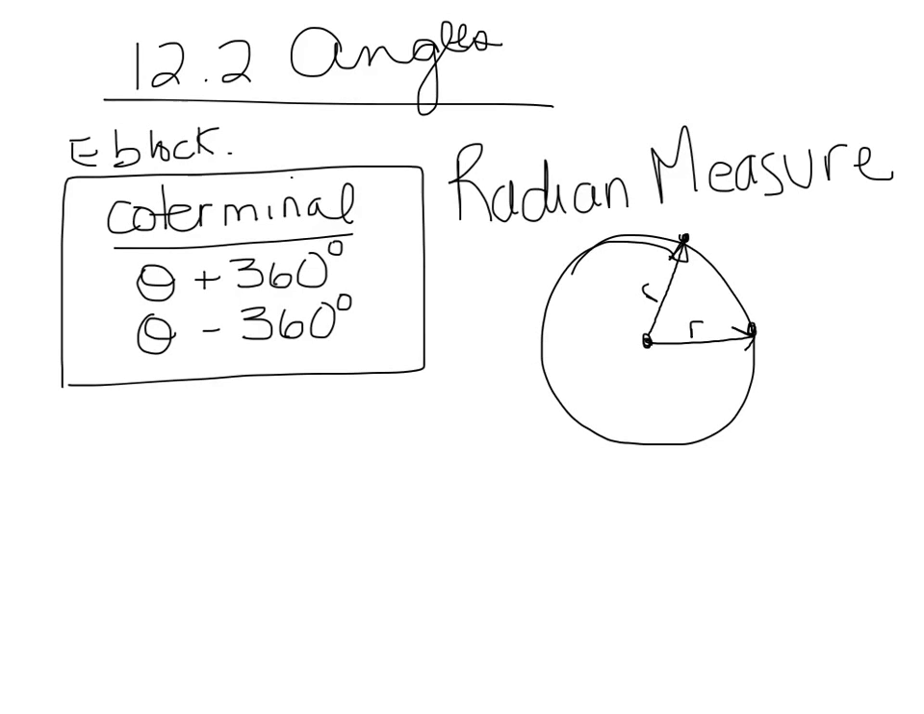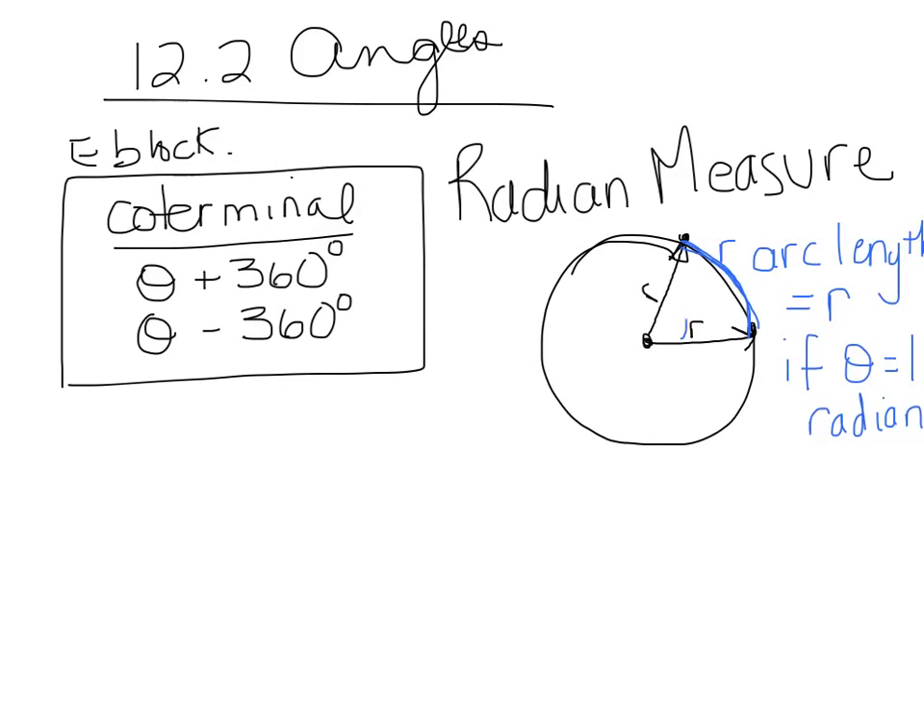Then that subtends an angle, but it also has an arc length, which is the distance along the circle, the length of the arc. So there's an arc length equal to R as well if the angle is equal to 1 radian. If you pick the angle just right, so that the radius, the length of the terminal side, is the same length as the arc, then you have an angle equal to 1 radian.